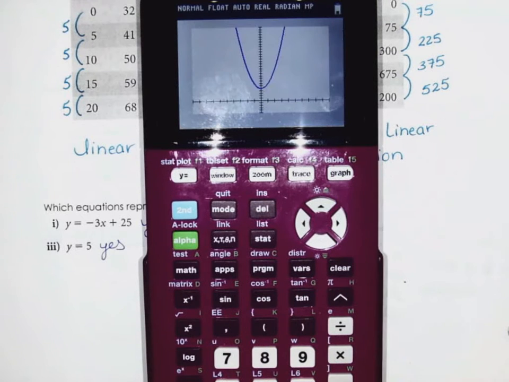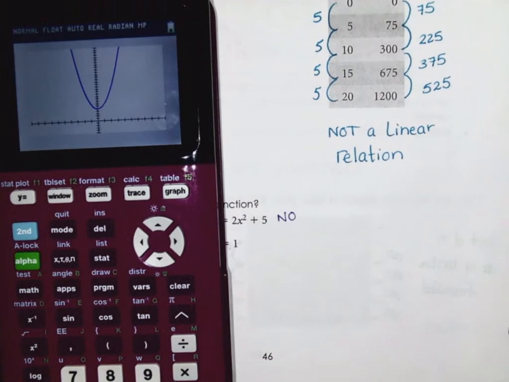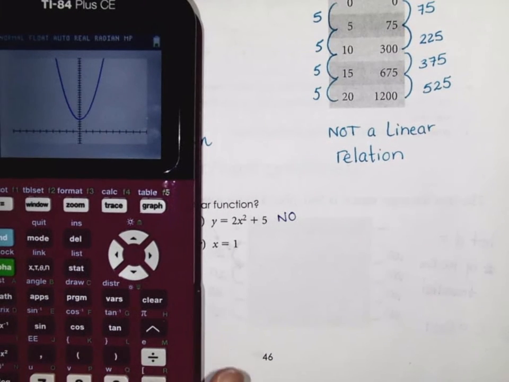Okay, so there's my graph. Linear? No. You need to have the plot off the whole time. No plots. This is not a straight line, right? So this one is no. Okay, for the next one, we have a problem.